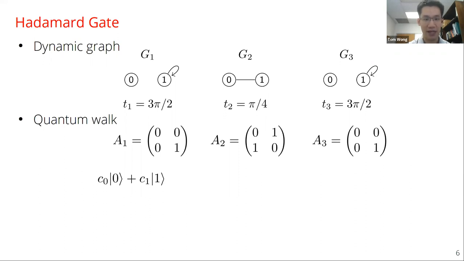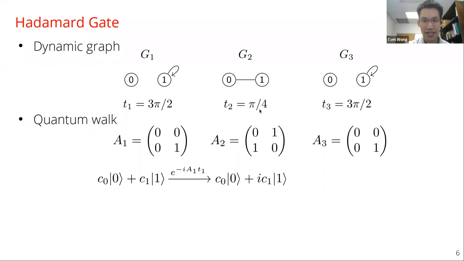So we're going to multiply this state by e to the minus i times the adjacency matrix of that first graph times the time for the first graph. And if you just work out what that matrix is, multiply it, what you find is that this applies a phase of i to the one state. So that's all this does. Nothing happens to zero, and then one gets multiplied by i.